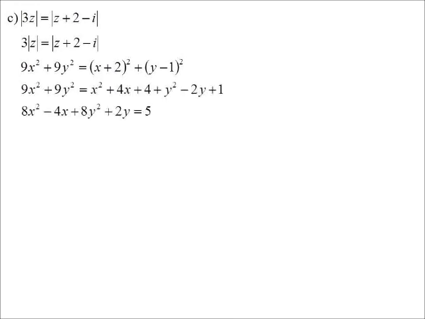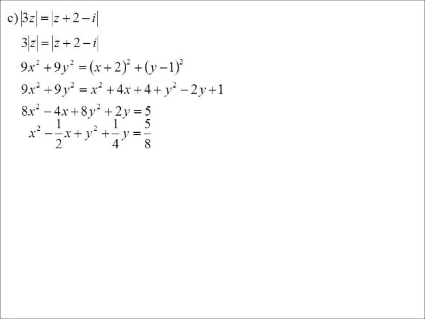Let's expand it all out. It looks like we have indeed got a circle, because I'm going to end up with x squareds and y squareds. The coefficient's going to be the same. Let's move it all round to make it look like something we recognise. I like the coefficient of x squared and y squared to be 1 when I'm completing the square. So let's divide everything by 8.